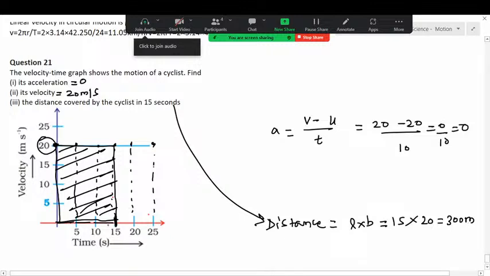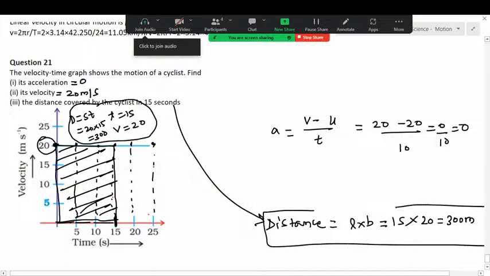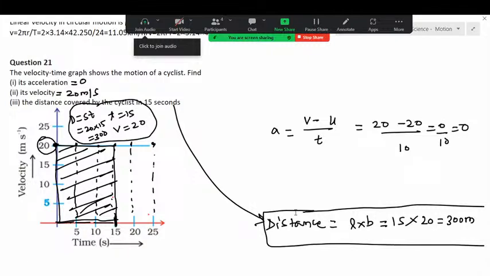You can simply tell that time is 15 and velocity is 20. You can also call it like this: time is 15, velocity is 20, and we all know speed is equal to distance upon time. That means distance is equal to speed into time. Speed is 20, time is 15. It is simply 300. You can even answer in this way, or you can just remember that distance or displacement here is area under the Vt graph. Both concepts are quite important here. Got it?